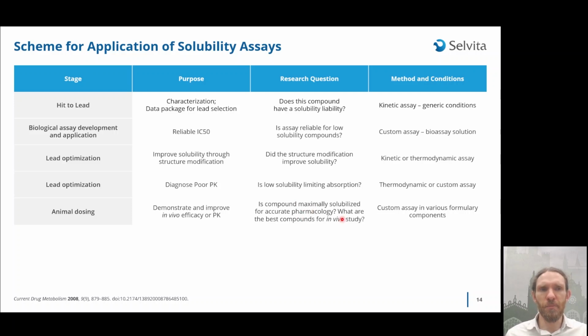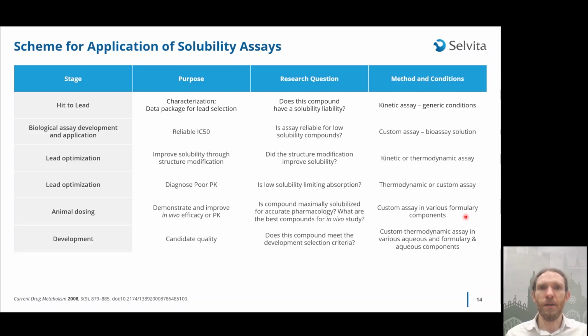In animal dosing, we also want to answer the question, is the compound maximally solubilized for accurate pharmacology? And what is the best compound for in vivo study? Again, custom assay in various formulary components, which means in various solutions, various solvents that are being applied to dose the compound in animal dosing. In the development of the clinical candidate, we want to know whether this compound meets the development selection criteria. Here, a good choice is a custom thermodynamic assay in various aqueous formulary components that are required to be checked.